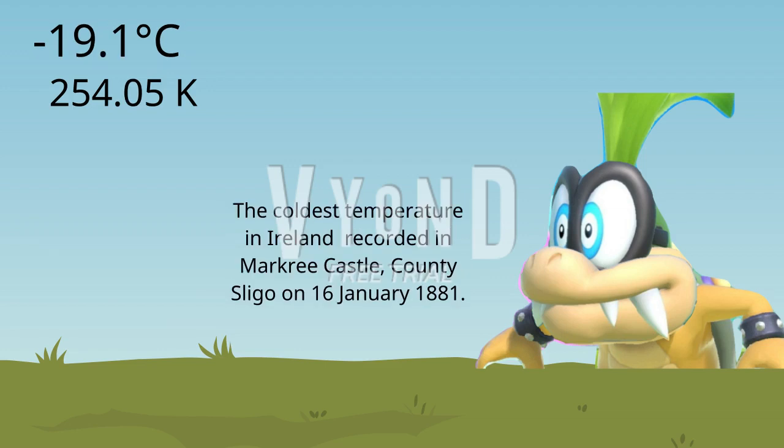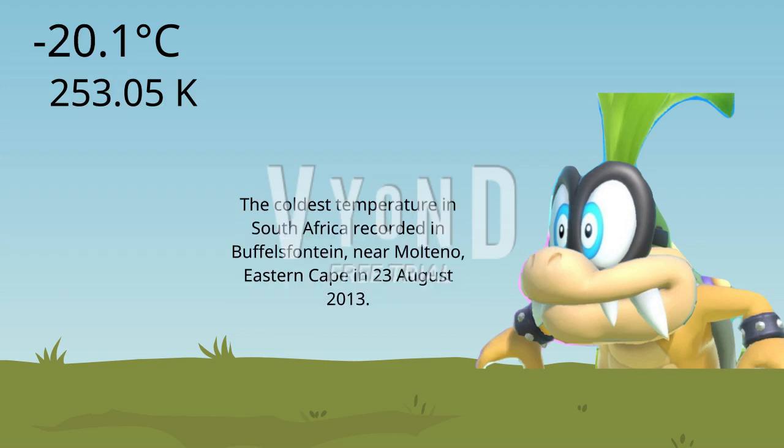The coldest temperature in Ireland is -19.1 degrees Celsius, or 254.05 Kelvin, recorded in Markree Castle, County Sligo on the 16th of January 1881. The coldest temperature in South Africa is -20.1 degrees Celsius, or 253.25 Kelvin, recorded in Buffelsfontein, near Molteno, Eastern Cape on the 23rd of August 2013.